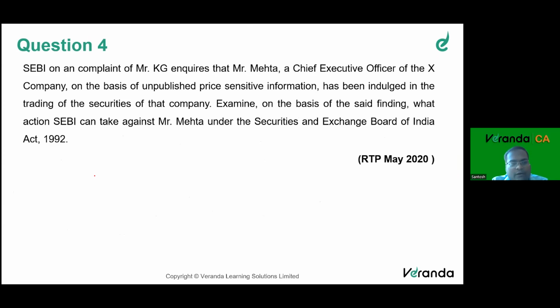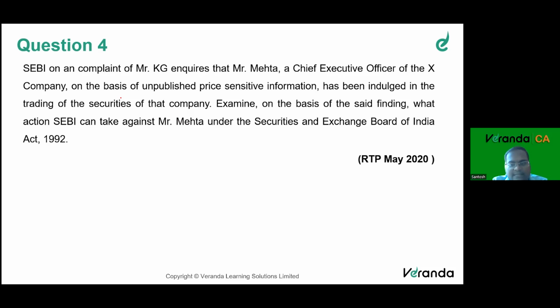In question number 4, SEBI, on a complaint of Mr. KJ, inquires that Mr. Mehta, a chief executive officer of X company, on the basis of UPSI, unpublished price sensitive information, UPSI is famously used, has indulged in the trading of securities of that company. Examine, on the basis of the said finding, what action can be taken against Mr. Mehta under the SEBI Act 1992.